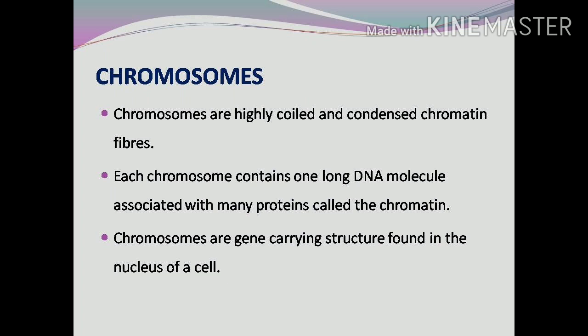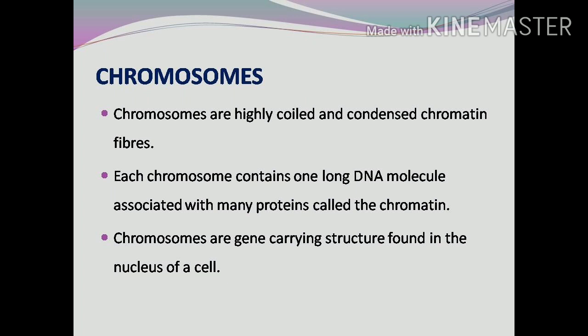However, as a cell prepares to divide, the chromatin fibers coil and condense further, eventually becoming thick enough to be distinguished as separate chromosomes. These chromosomes then readily pick up certain dyes and get colored, hence the name chromosomes. Chroma means color, soma means body. Chromosomes are highly coiled and condensed chromatin fibers.